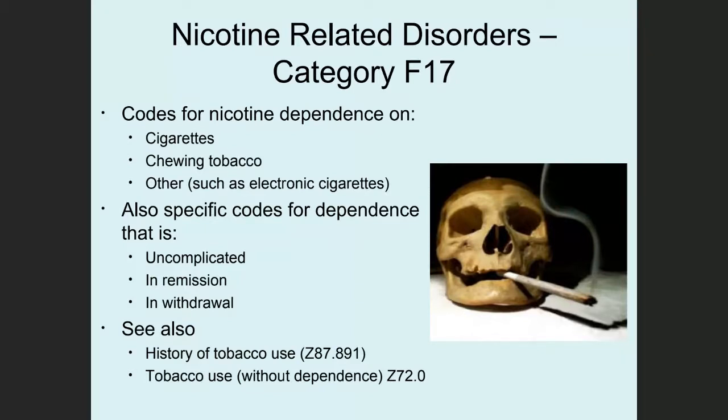Now, there are also codes, and we're going to talk about these more later in the Z code section, history of tobacco use, and then tobacco use without dependence. So this is the one, I've known friends, I don't know how they can do it, who only smoke at parties or only smoke when they're drinking. And they're fine with that. They don't have any trouble with that. Not anybody can do that, but some people can.